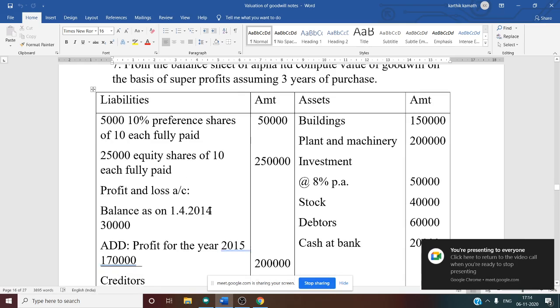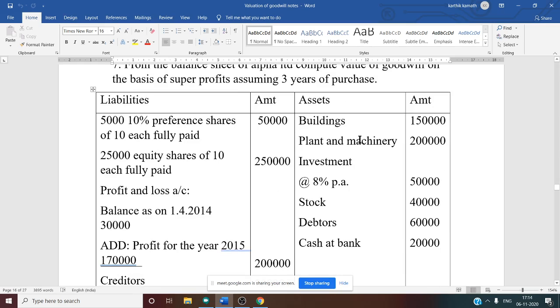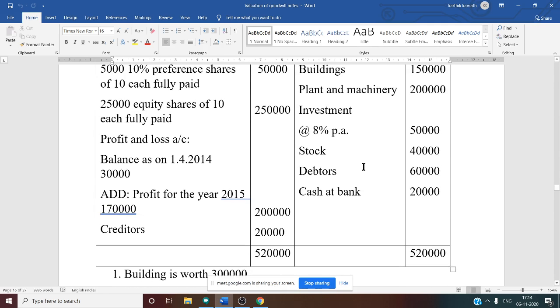So now let us see the asset side information. Building, fixed asset, so it appears while calculating agreed value of asset. Plant and machinery, again fixed asset, it appears while calculating agreed value of asset. Then there is an investment. As of now they have not mentioned anything, so if nothing is given, we'll assume that it is a non-business asset. Whenever there is a non-business asset, it should not come while preparing net asset method. Then there is stock. Stock is current asset, debtor is current asset, cash at bank is current asset. So all other information appears as it is.